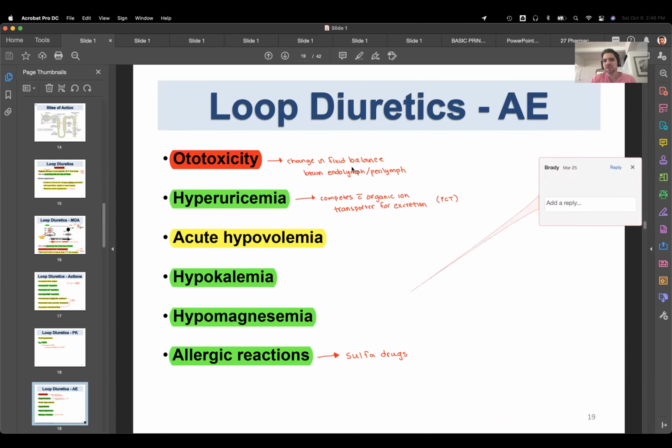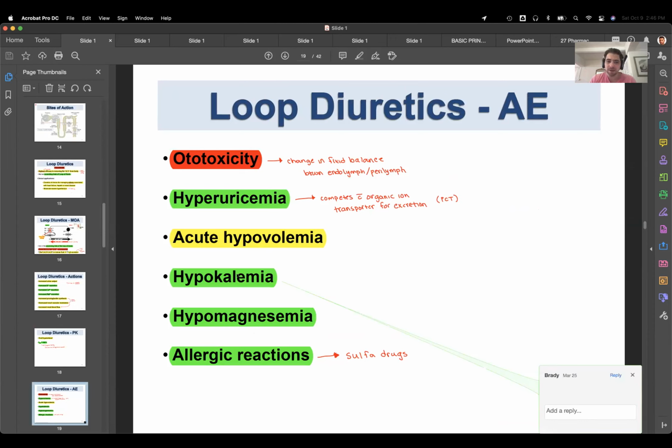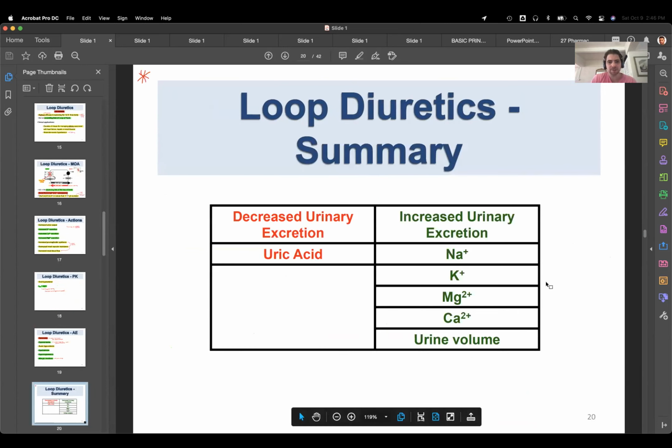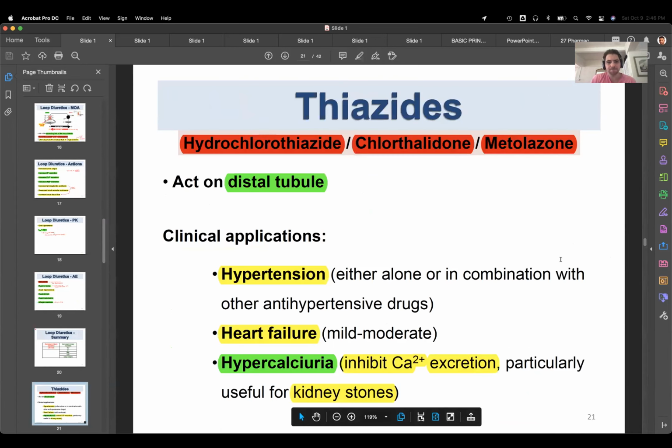Ototoxicity, okay, it changes the fluid balance in the ear canal. So ototoxicity is a big one. And then some of these other ones, you definitely want to remember: hypokalemia, versus some of the diuretics that work downstream, which are going to be potassium sparing, okay? And watch out for the allergic reactions with sulfa drugs. Okay, so good little explanation here.